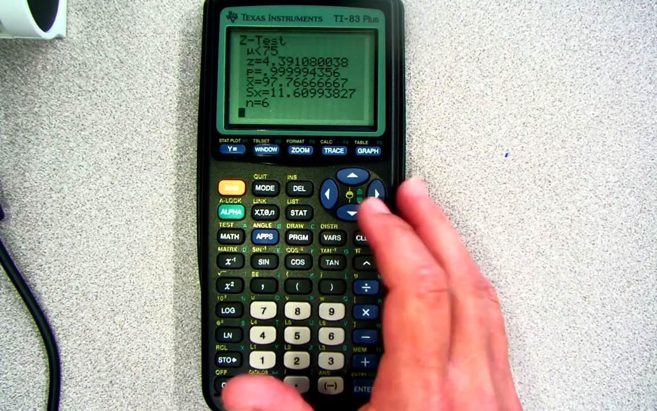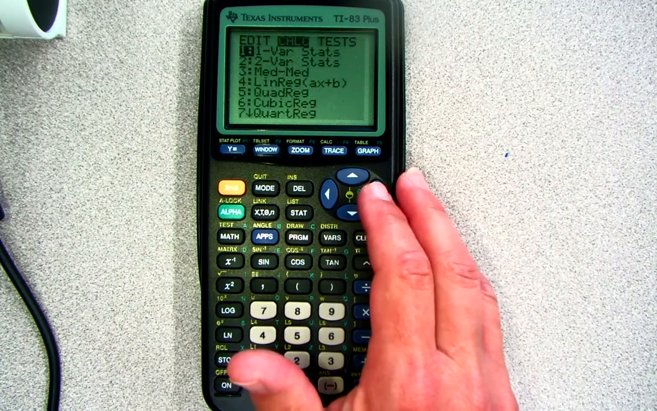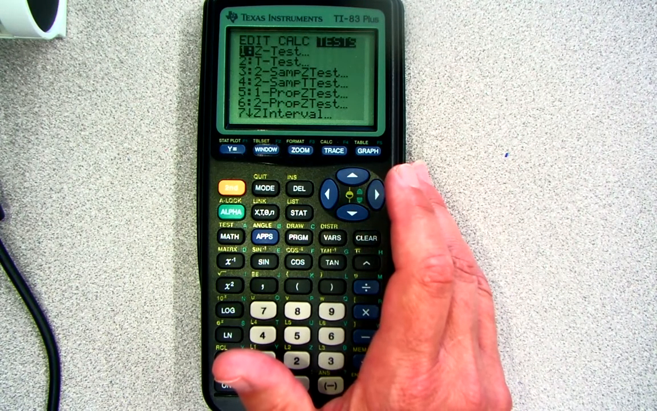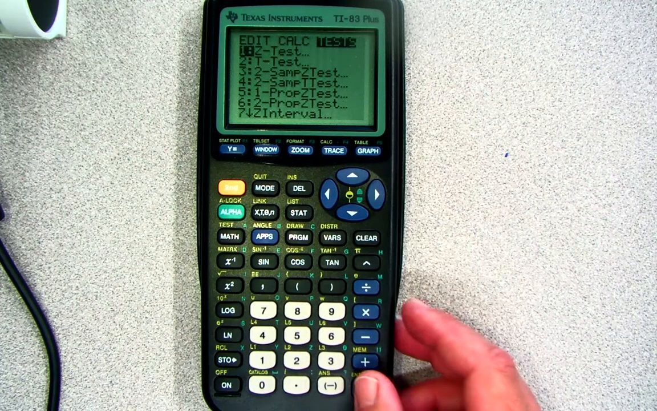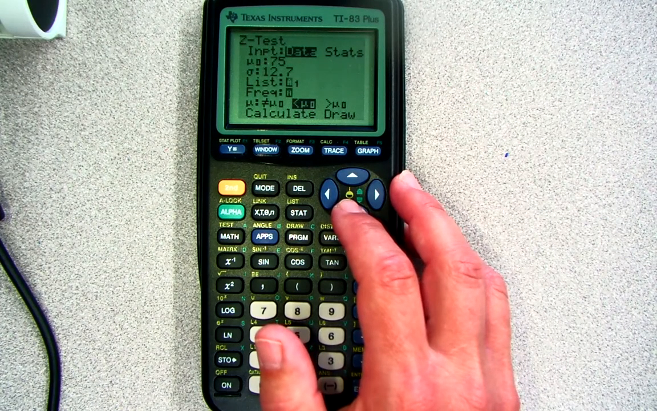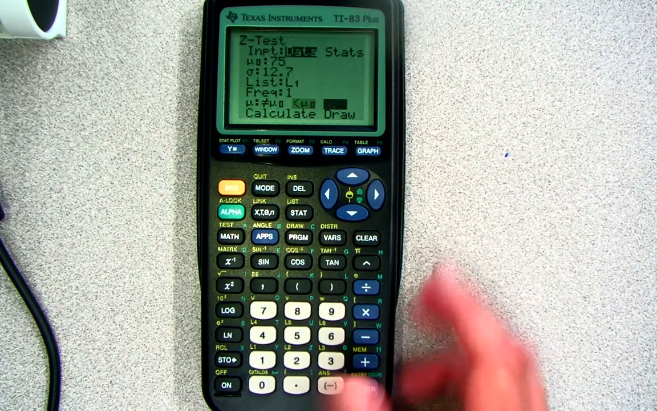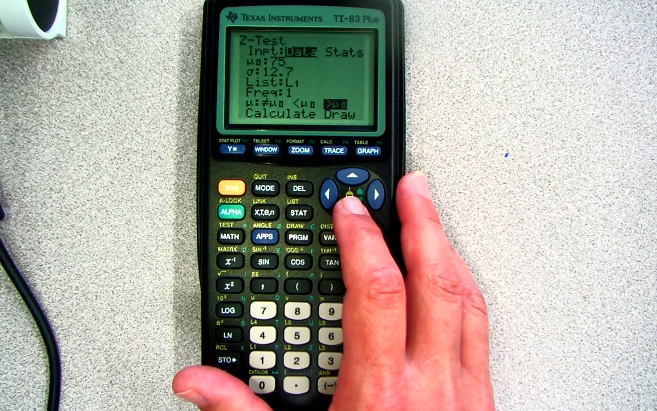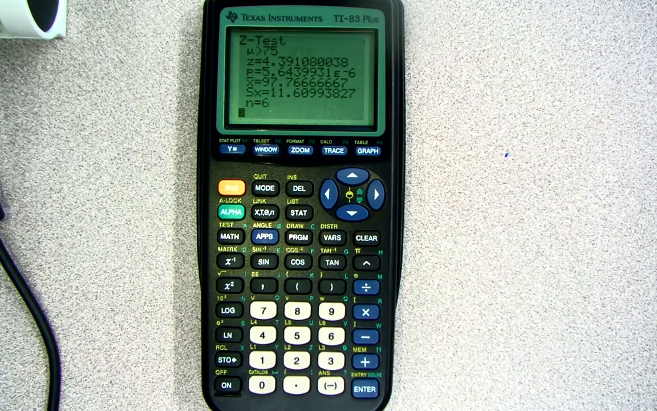So I'm going to run and change the direction. That was finding area under the curve to the left. When I go to the right, the calculator will automatically subtract that from 1. So you should get not something close to 1, but something very far from 1. And take a look at the p-value.